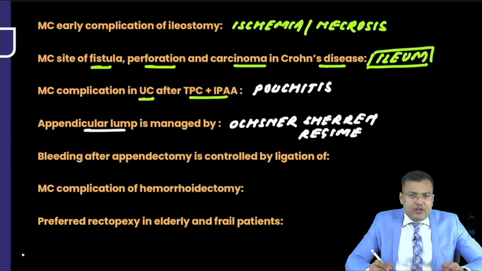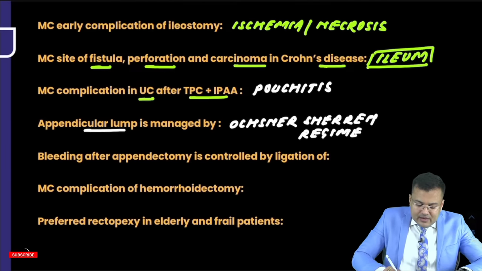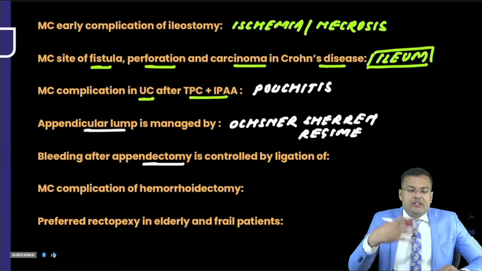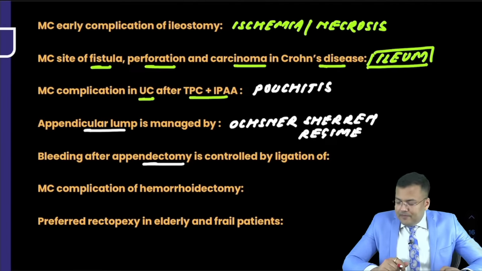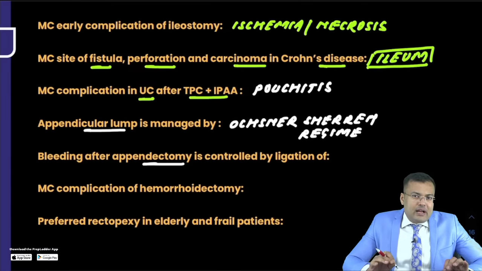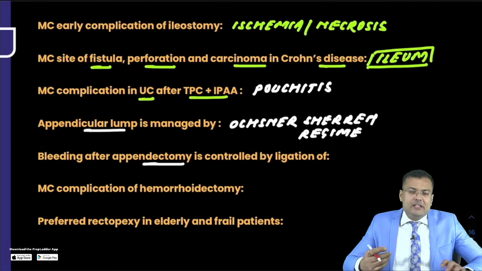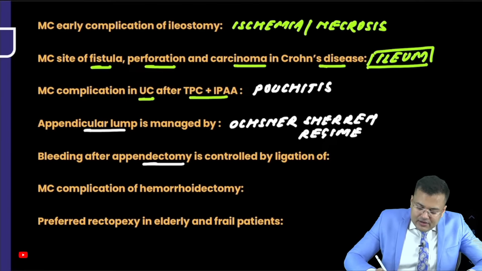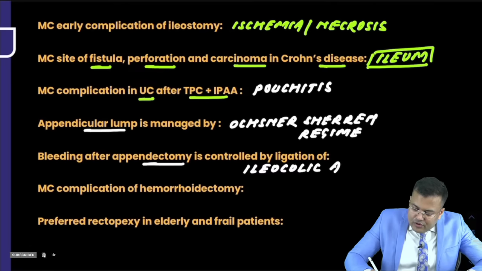Bleeding after appendectomy. This question was asked in INI-CET. After appendectomy, there is bleeding from which artery? So it is controlled by ligation of which artery? Yes, so you know appendicular artery, it is a branch of ileocolic artery. So after appendectomy, if there is bleeding, I have to ligate ileocolic artery. This is ileocolic artery. Clear, guys?